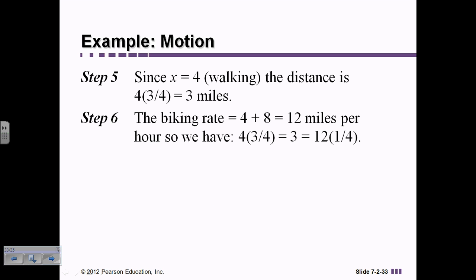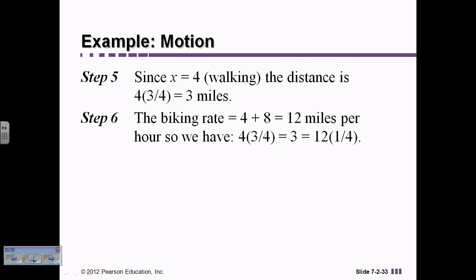So when we check ourselves now, 4 times 3/4 is 3 miles. That's what we got here for the first equation. So the biking rate would be 12 miles per hour. So 12 times 1/4, because that's how long it took, is also 3 miles. So it does check. Everything does check out correctly.